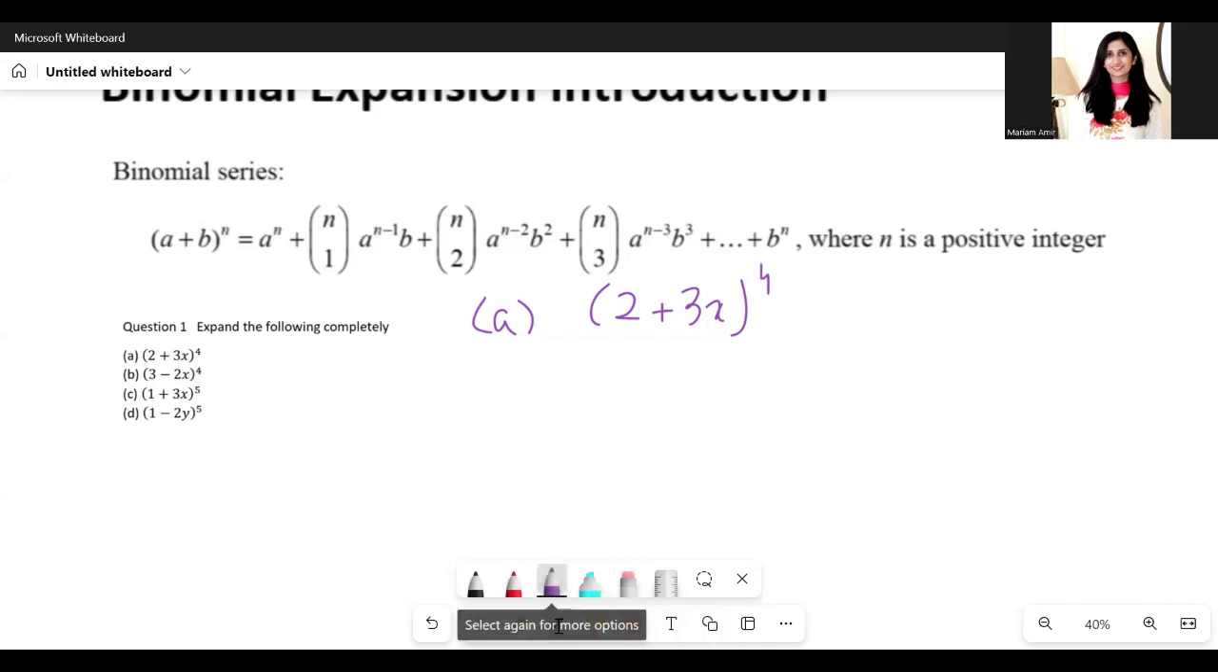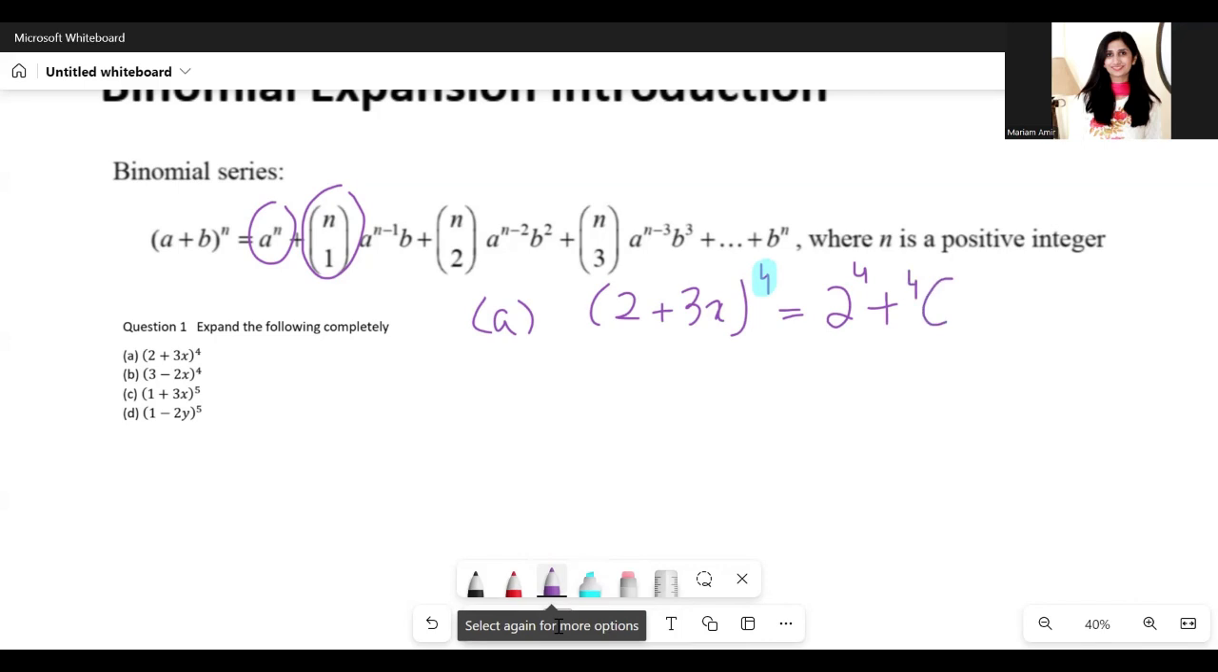How does this formula work? The first term is a power n. That is the first term, which is 2, and the power on the bracket, which is 4. So 2 power 4 is the first term. Next term would be nC1. n for us is 4. n is always the power given. So 4, and I'm going to write C, not those brackets. I'll tell you why in a bit.